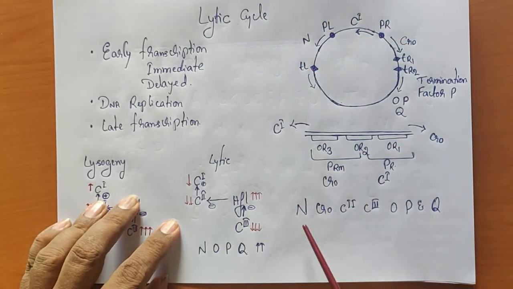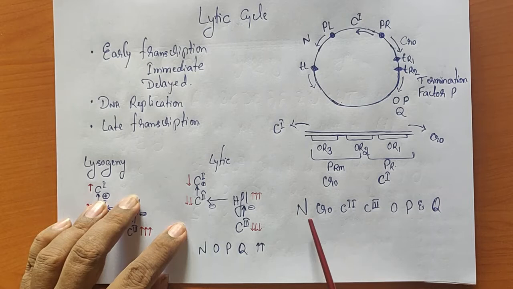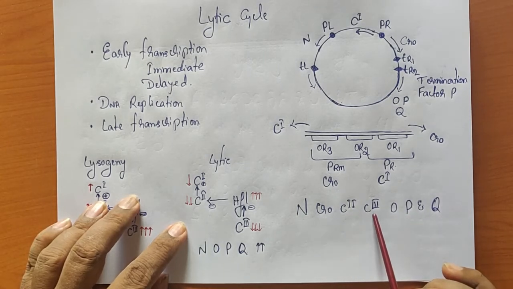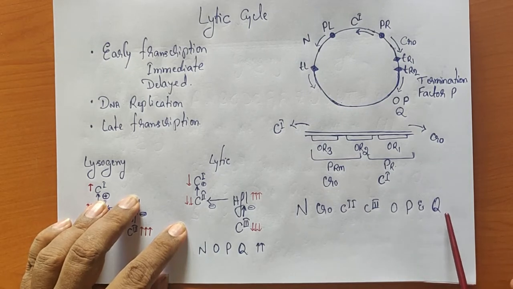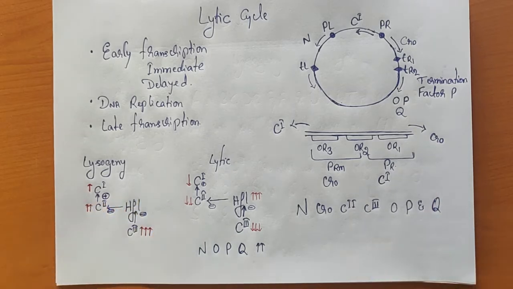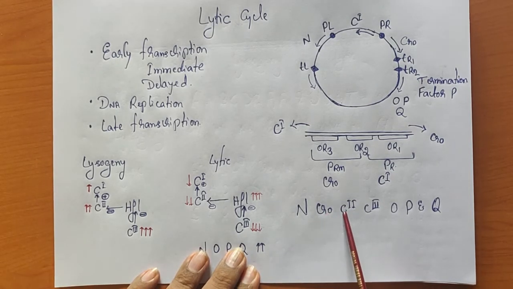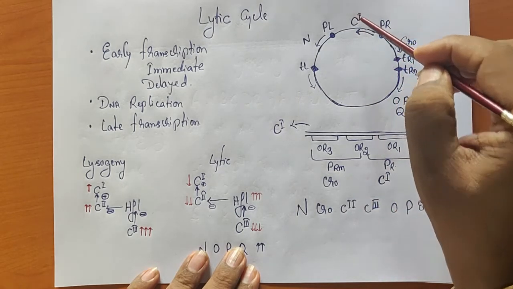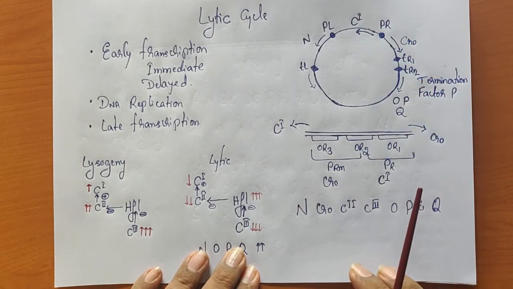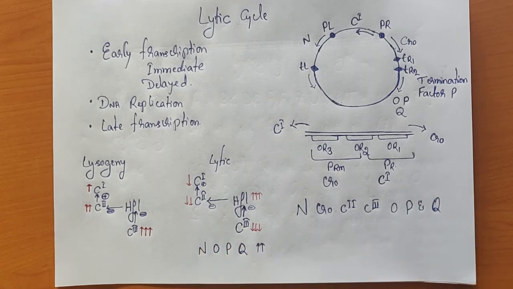In the lytic cycle, some amount of N protein is synthesized, CRO is synthesized, O, P and C2 and C3 proteins are also synthesized, then a little bit of Q proteins. So these are all the regulatory proteins. Now that regulatory protein combines both lytic cycle as well as lysogeny cycle. Now the proportion of C2, C3 as well as C1 and all other things will decide whether it will enter into lytic cycle or lysogeny cycle.